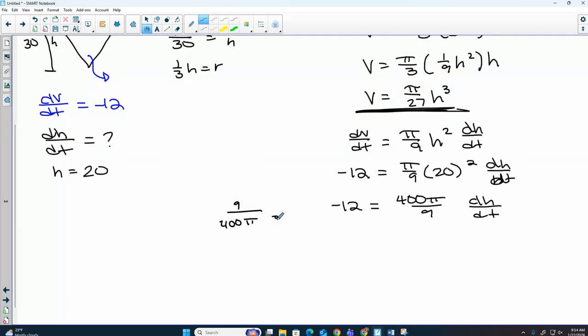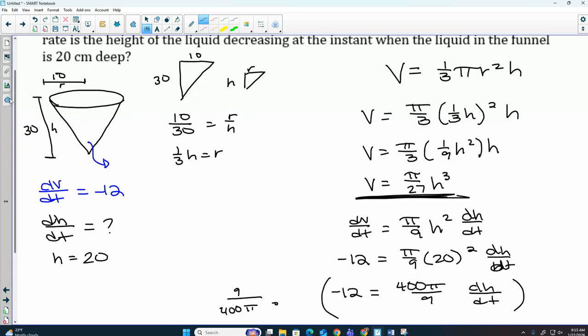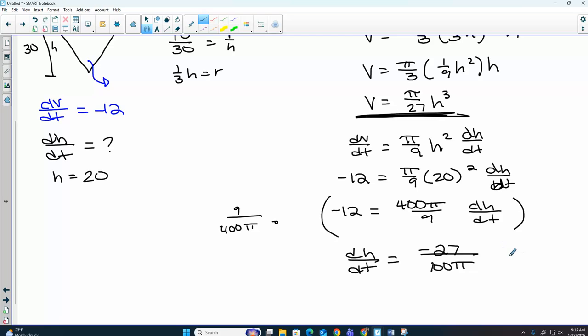So where's the pi end up? On the bottom. Okay, so if we do that, we should get negative 27 over 100 pi. h was my height, and this height was measured in centimeters. t was my time, which was measured in seconds.